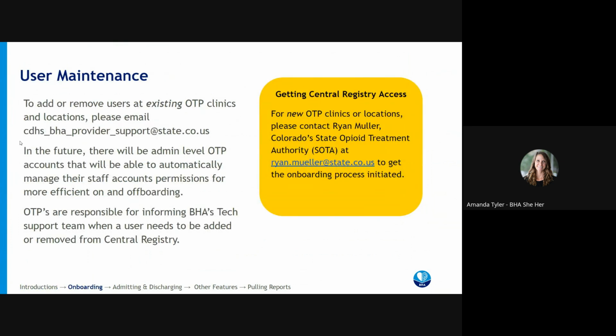In regards to user maintenance, right now, to add or remove users to existing OTP clinics and locations, we ask that you send us an email. In the future, there will be an admin level OTP account that will allow managers to add and remove their staff accounts. OTPs are responsible for informing BHA's technology team every time a user needs to be added or removed from Central Registry at this time. For new OTP clinics or locations, we ask that you contact Ryan Mueller to get the onboarding process started for those new clinics or locations.